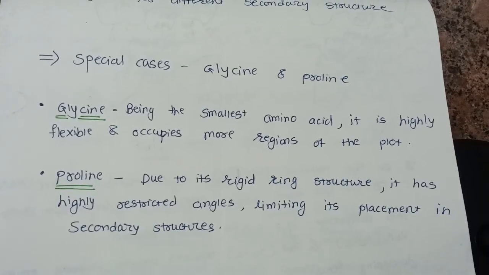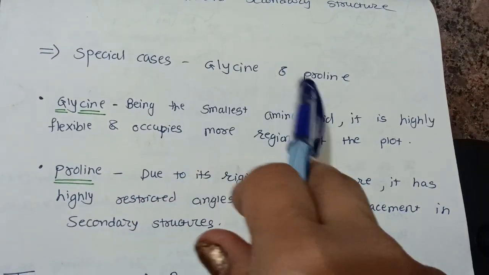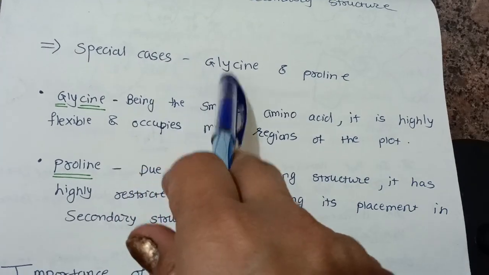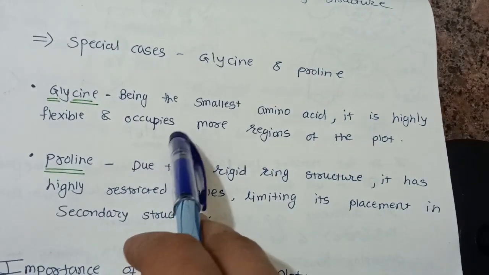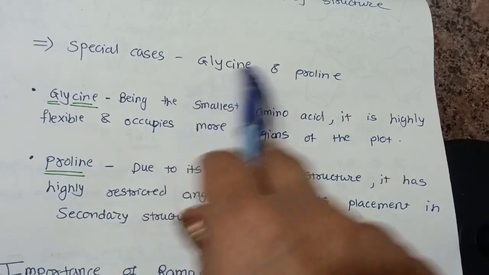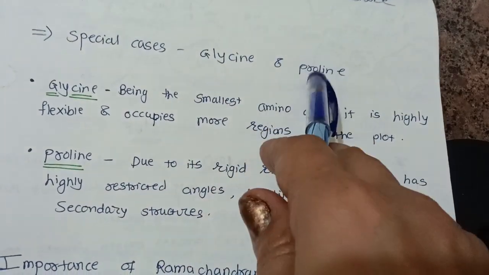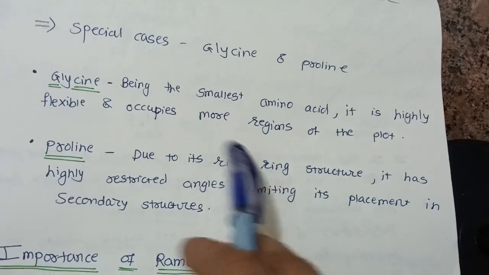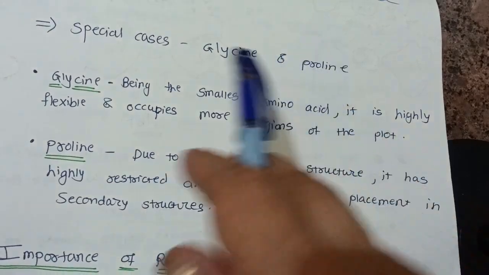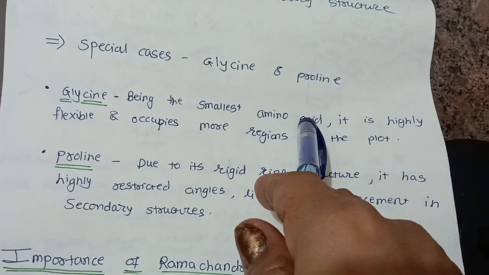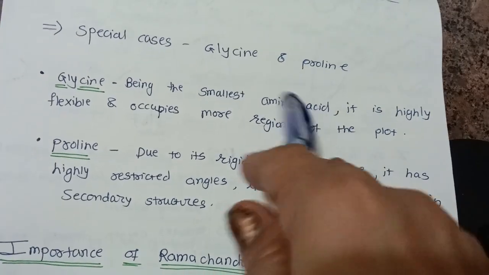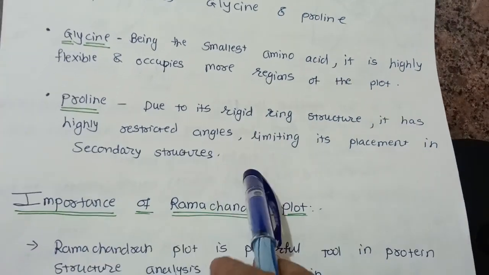There are two special cases. One is glycine and the other is proline. In the side chain of glycine, hydrogen is present, so it will have less restricted regions and it occupies more region on the Ramachandran plot. In proline, a ring structure is present. Because of the ring structure, it is a highly bulky amino acid, and therefore it has very restricted regions.